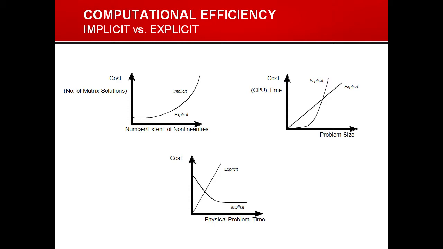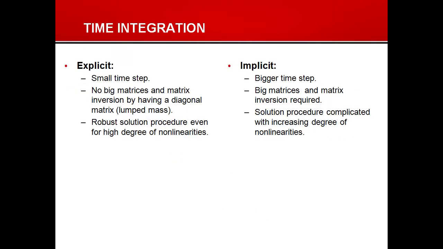Finally, on the bottom, you'll see that in this situation, implicit actually has the advantage. If we have what we call long physical problem time, so our event duration is long, as we go longer and longer, again, it's linear. So explicit goes up linearly, implicit will come down, and as it reaches steady state, the additional cost for the implicit solver is lower. So there's a situation where maybe it makes more sense to use an implicit code. So, just a brief comparison between those.